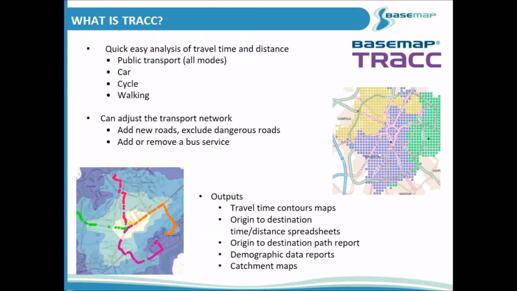And where it differs from any other type of product on the market is you can easily adjust that transport network as well. So for housing analysis, you can put in where the new roads are going to be, where the new cut-throughs are going to be, where the new cycle paths and walking paths are going to be located.